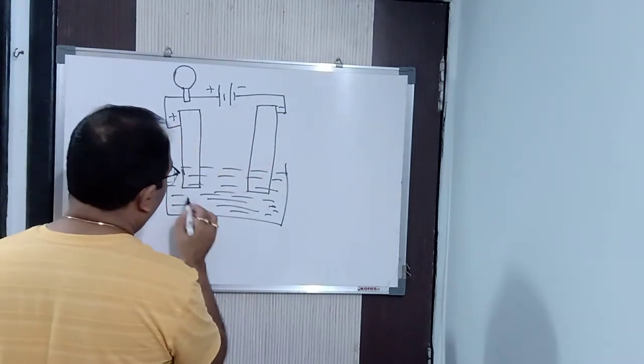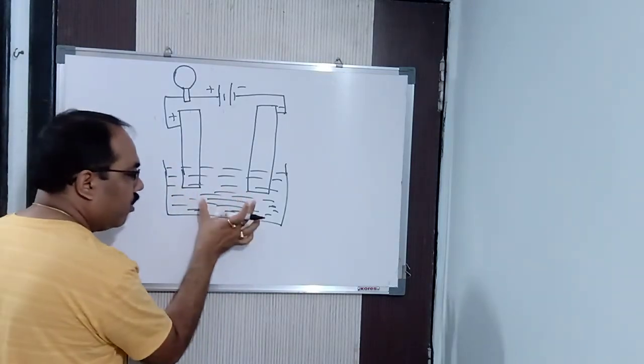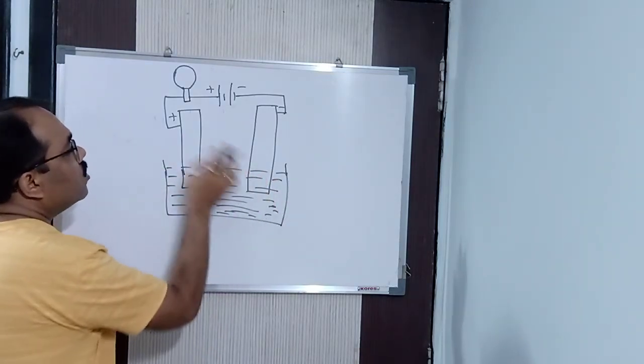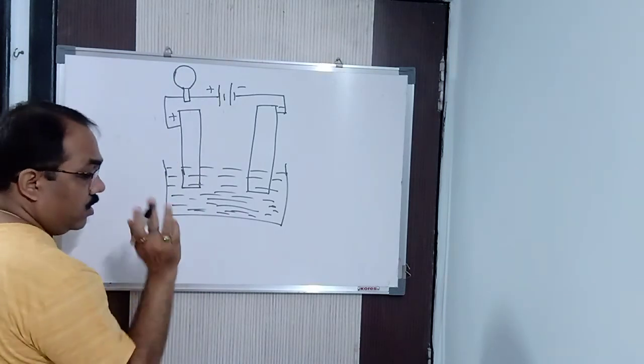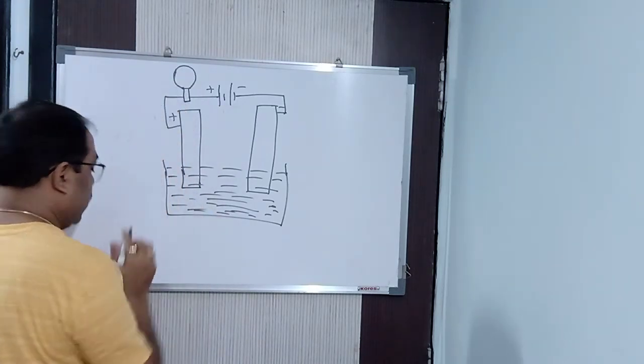In this way. Now you have taken an electrolyte here. You don't know whether this electrolyte is a strong electrolyte, a weak electrolyte, or a non-electrolyte. You don't know. So the glowing of the bulb will indicate. Now listen carefully. You will be having a switch here. A switch will be present here.